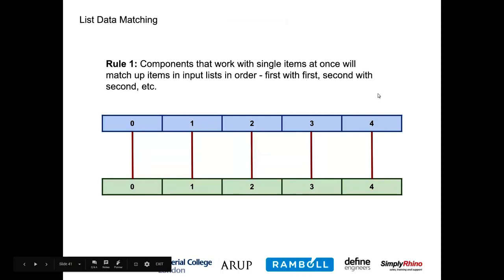The first rule of data matching is that components that work with single items at once will match up items in input lists in order. First with first, second with second, third with third, fourth with fourth, and so on and so forth, until it gets to the end of each of those lists. Again, this is very important to understand. I said before that all you needed to know about Grasshopper was that you can connect inputs together. The second thing that you need to know about Grasshopper is this rule here.